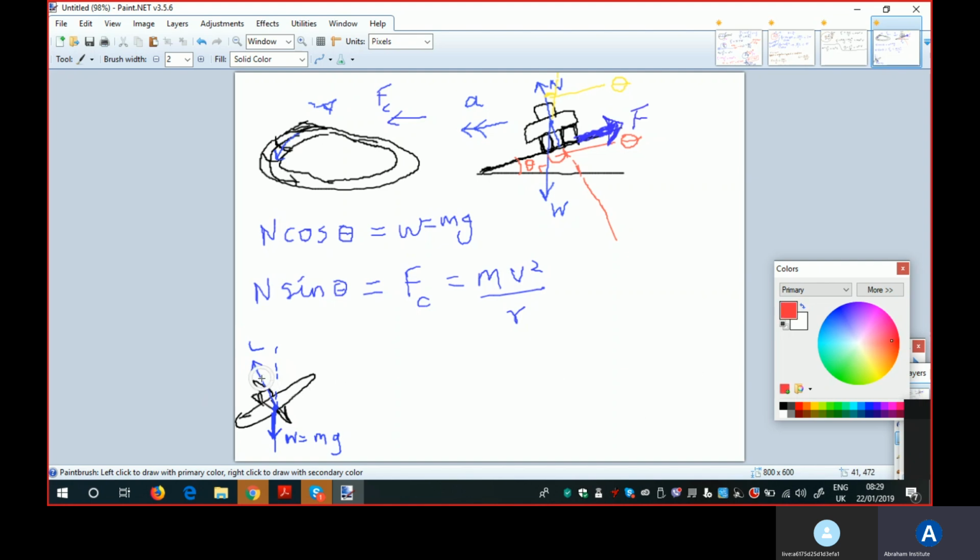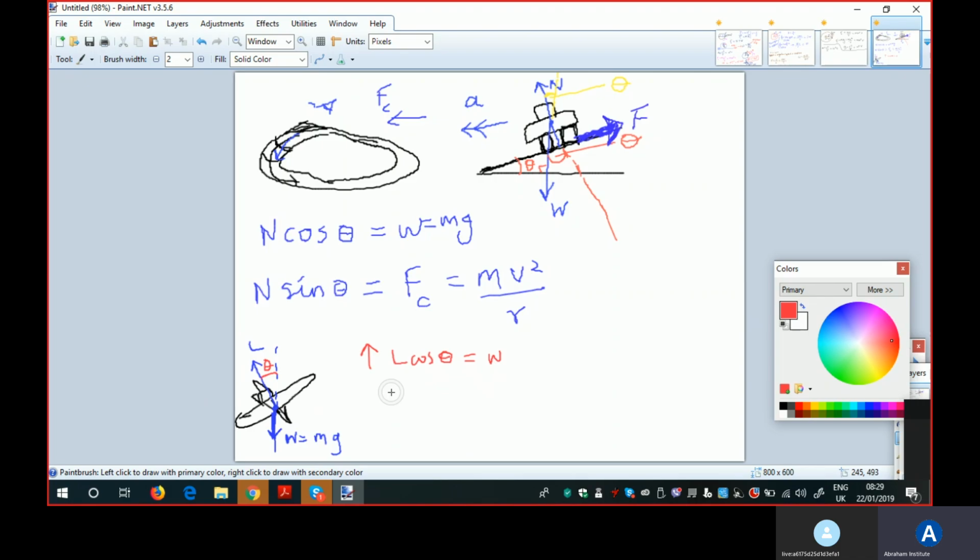The component of the lift force in the vertical direction will be equal to the weight if it is neither moving up nor down. So let's say the aeroplane is moving in a circle at a constant height. When it is moving at a constant height, we resolve the forces vertically. L cosine theta should be equal to the weight.